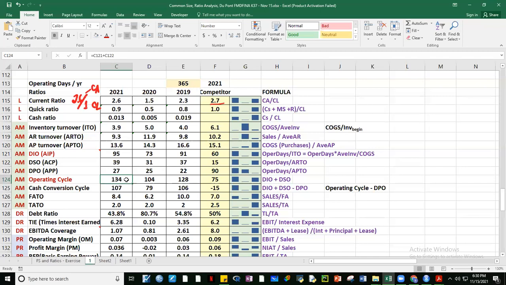134 days, guys. Halos kalahating taon na. No? Okay, so medyo may problema tayo dito sa management ng assets natin. In fact, sa 2020, 104 nga lang. So na-delay pa lalo ng 30 days. So if we were management, titingnan natin saan ba galing yan? Kasi days inventory outstanding natin 95. Ibig sabihin, pagbili ng raw materials, convert into finished goods, and then sell, it takes us 95 days.